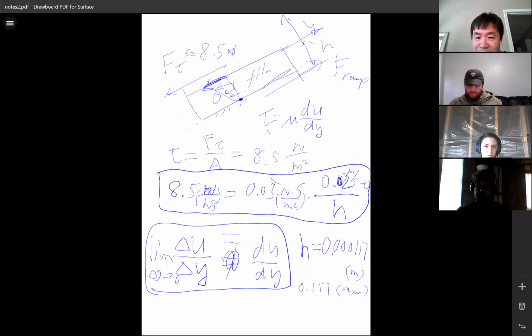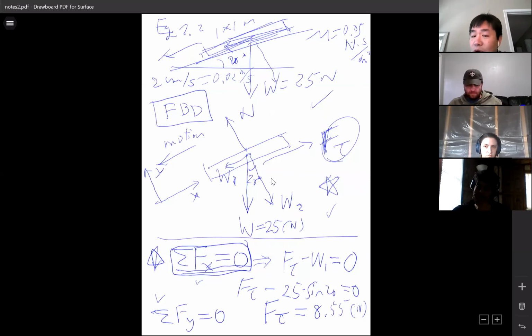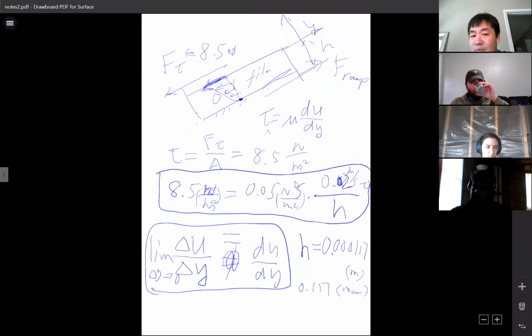We calculate based on the force balance for the board. We calculate the shear force between the board and the oil. We use the shear force between the board and the oil to find the shear stress. Then we can calculate the velocity gradient and the thickness. So that's the process we take.